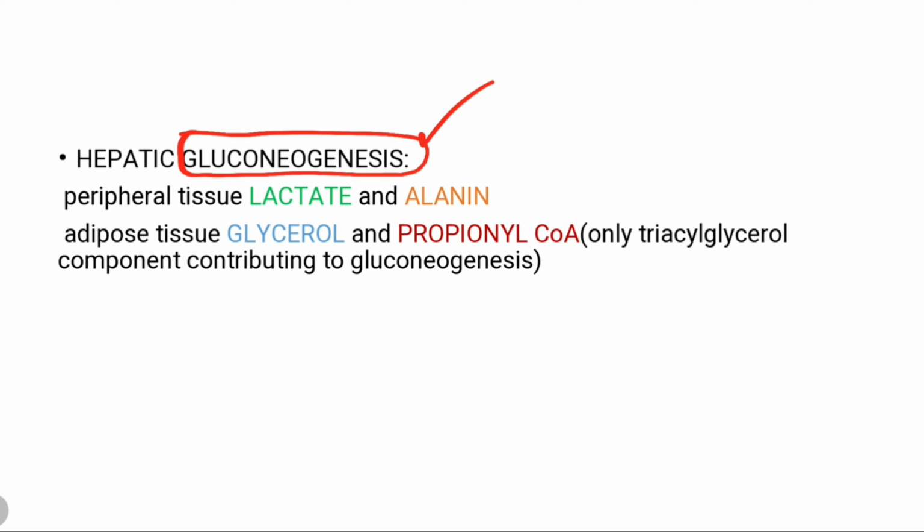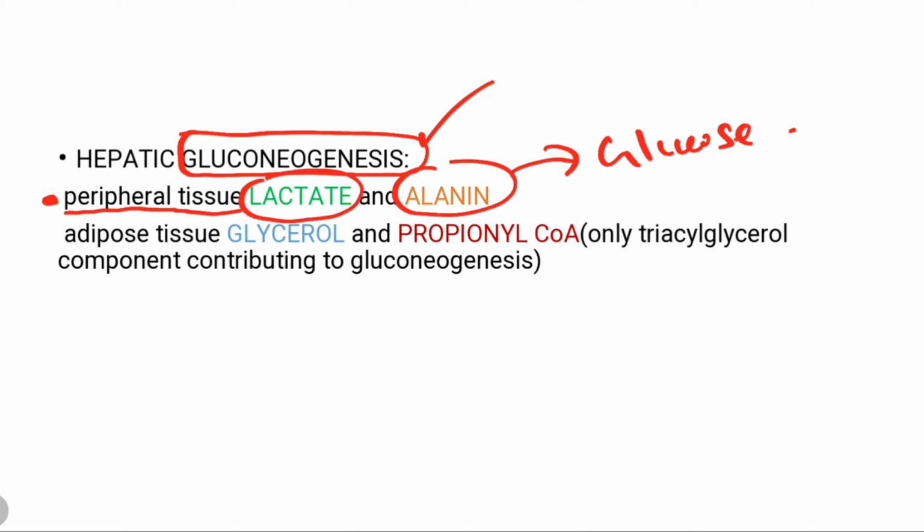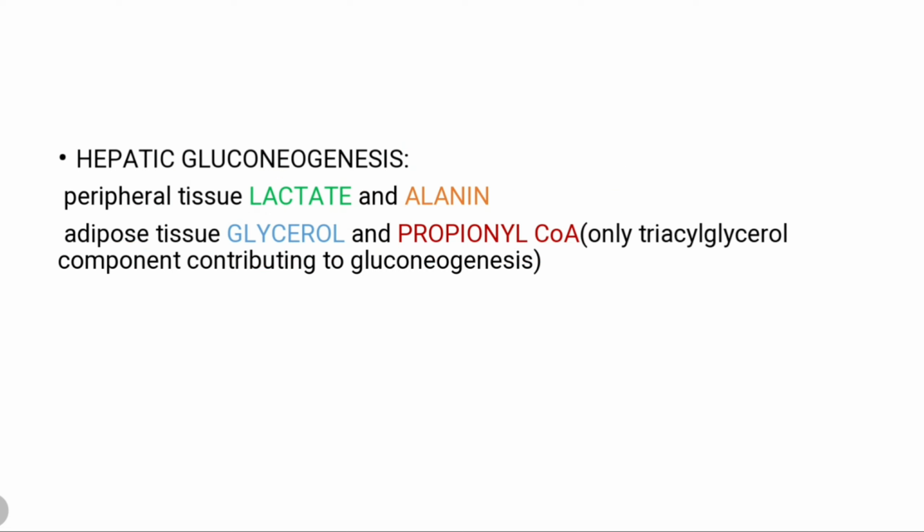In this gluconeogenesis, there are two tissues. From the peripheral tissue, the lactate and alanine are converted to glucose, and from the adipose tissue, the glycerol and propionyl CoA are also converted to glucose by this process. So you must remember here, this propionyl CoA is the only triacylglycerol component which contributes to gluconeogenesis.